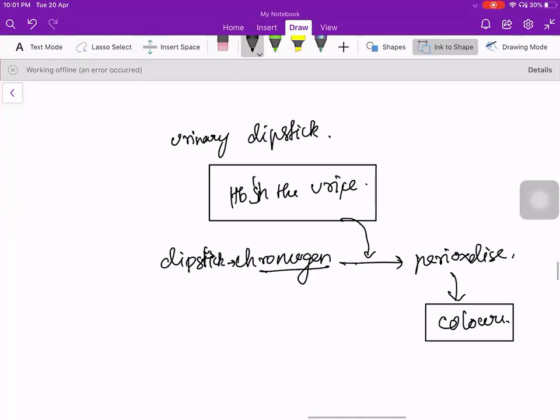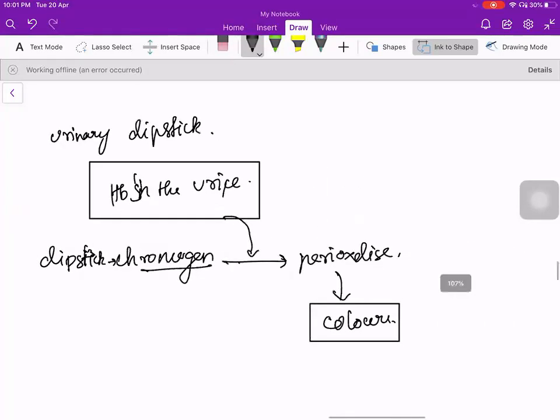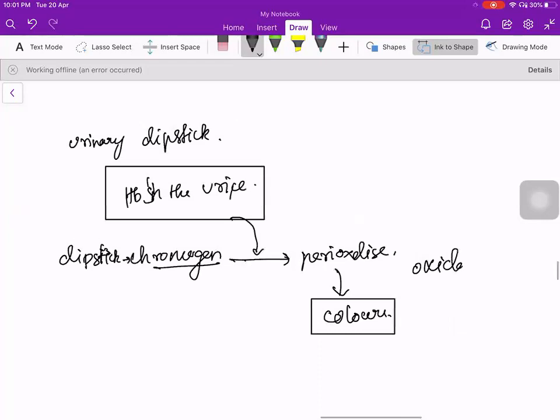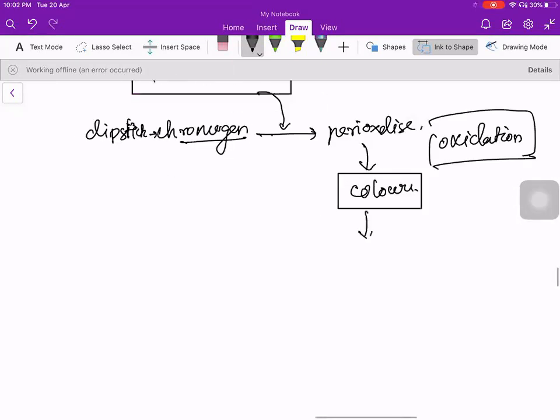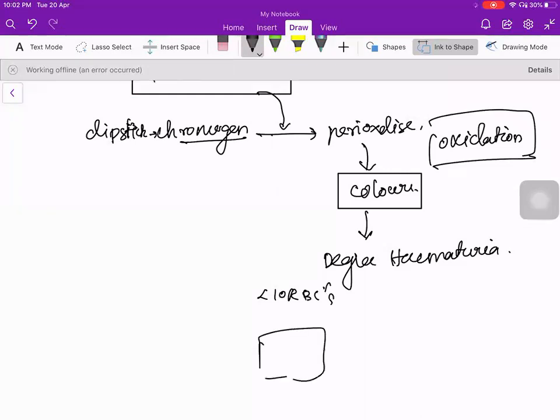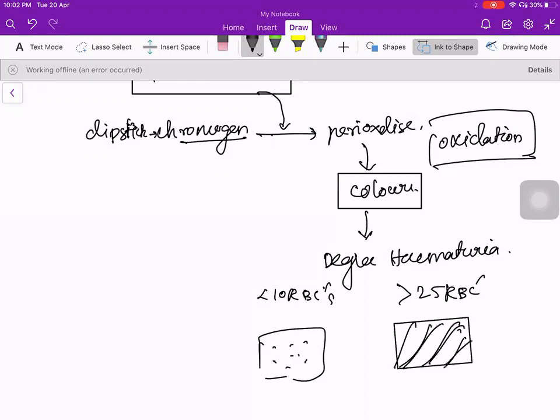The reaction which is happening is an oxidation reaction. And this color change will depend upon the degree of hematuria. If the patient is passing less than 10 RBCs, the dipstick will have spot-like color changes. If the patient is passing more than 25 RBCs, the color change will be uniform.